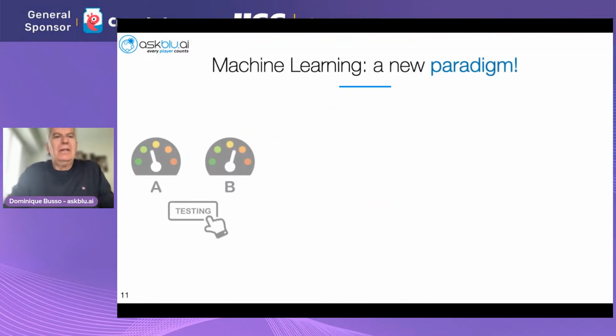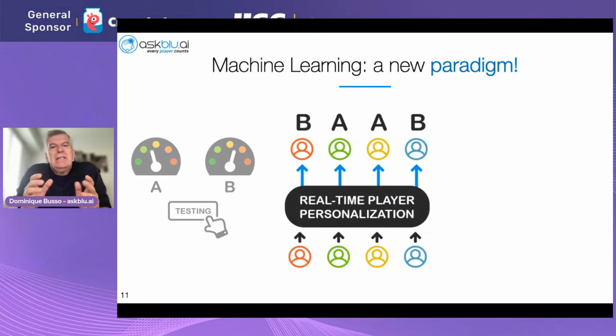So machine learning, we are using machine learning for mobile gaming because it's really a new paradigm. I like to compare it. I spoke about A/B testing, how it's very long and tedious and difficult. Machine learning is like you are doing real-time player personalization, meaning that we can tackle the 3 pain points.